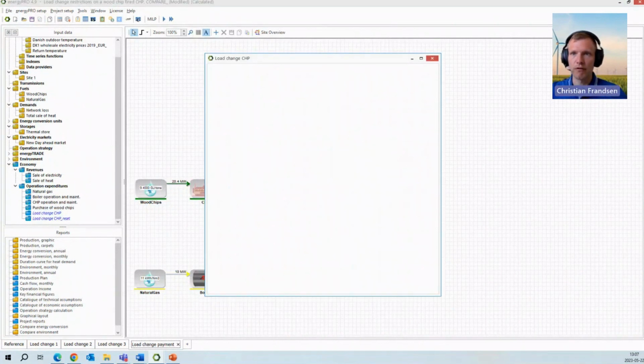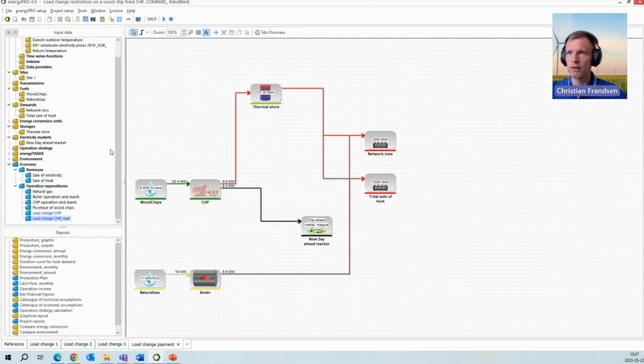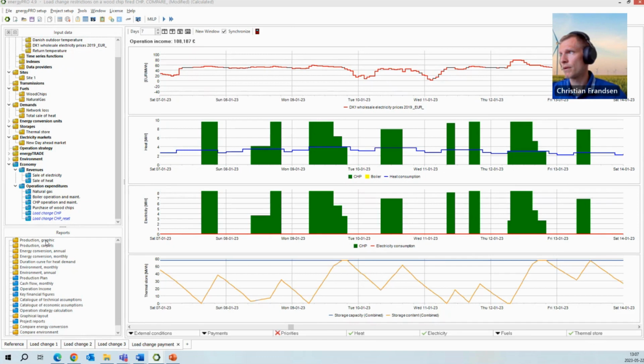If we go back to this payment, we can see how it affects the operation if we increase the payment here to, let's say, 15. I'm canceling the payment again in the results. And we can see that now it decreases the fluctuations even further. So we get, as a result, a more steady operation, because it now has a cost to change the operation.